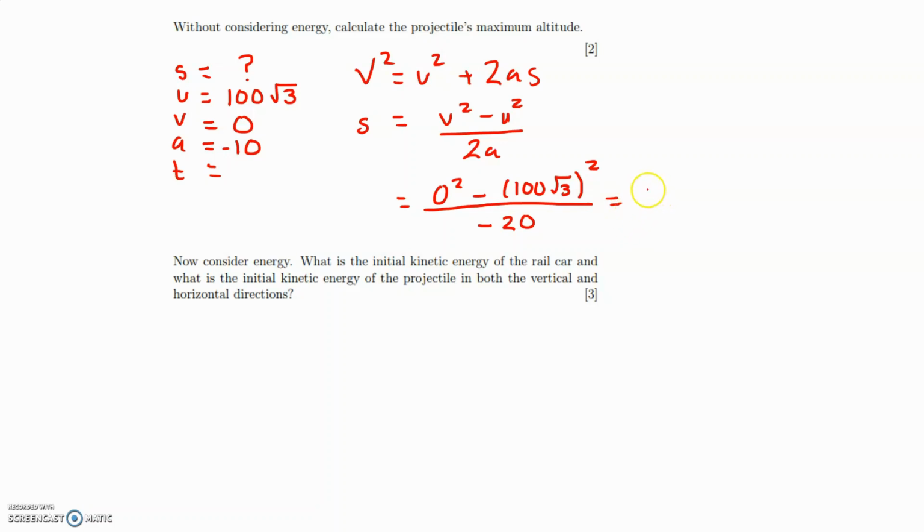Okay, and if we work that out, the numerator comes out as minus 30,000 divided by minus 20, which gives us an answer of 1,500 meters. Okay, and a nice bit of revision again for using the physics behind projectile motion and using SUVAT equations.